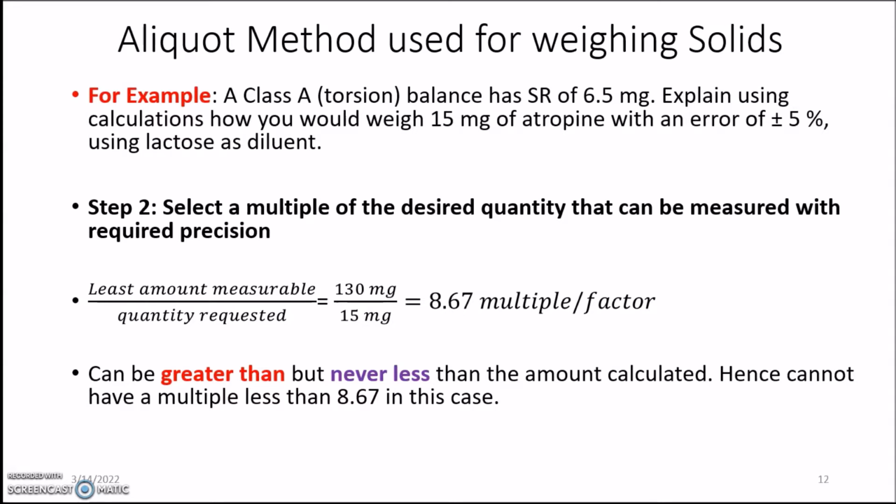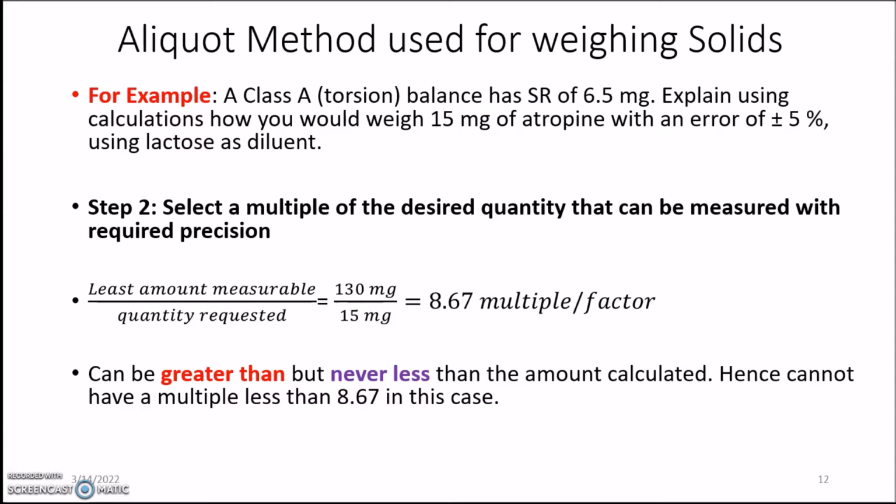So now what we are going to do is determine by what multiple I can prepare a mixture such that I can remove a portion of that mixture that will contain 15 milligrams. And we're going to use a factor of 8.67. Now we can use a factor that is greater than 8.67. So in other words, we can use 9, we can use 10, we can use 11, etc. But we cannot use a multiple less than 8.67.